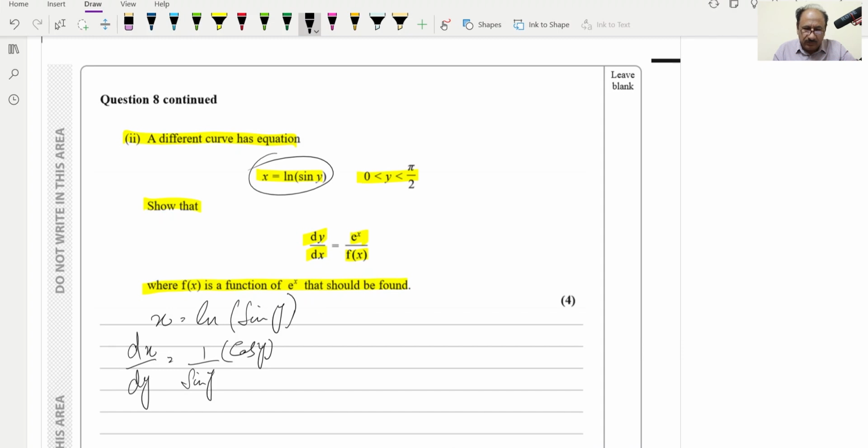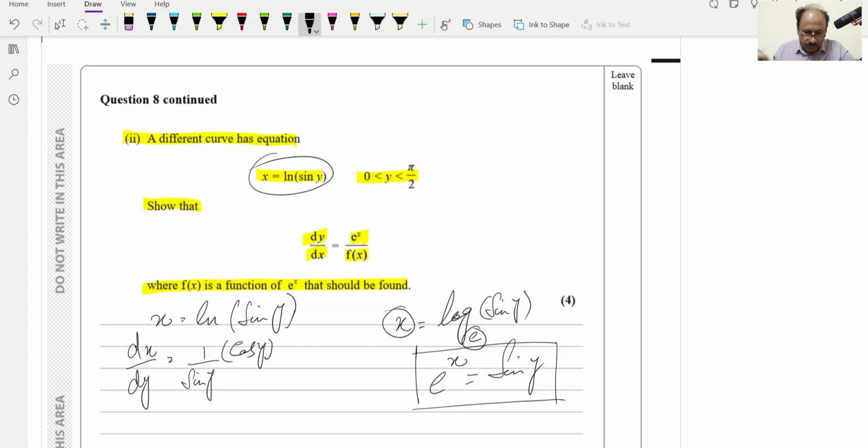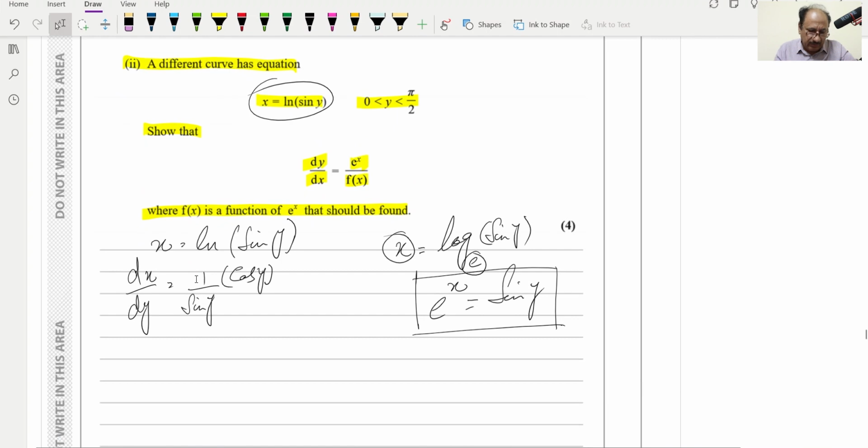And for this one, for example, we know x is equal to log of sine y. We can write ln as log with base e, and we can rewrite it as e raised to the power x. So base raised to the power x is equal to sine y. This value of sine y we will be utilizing over here. First we will take the reciprocal, because we need dy over dx, which will be equal to sine y over cos y, and sine y we have just calculated as e raised to x.